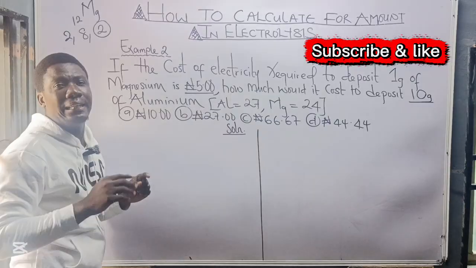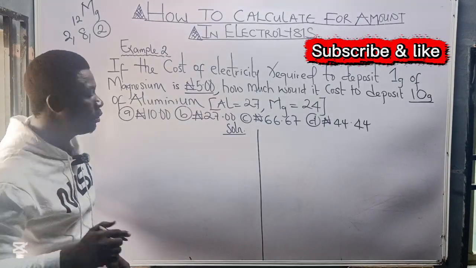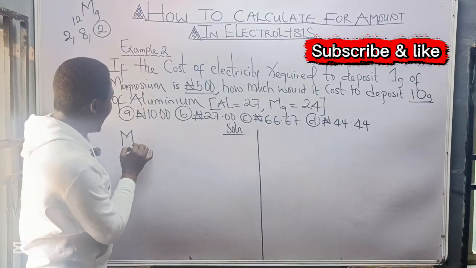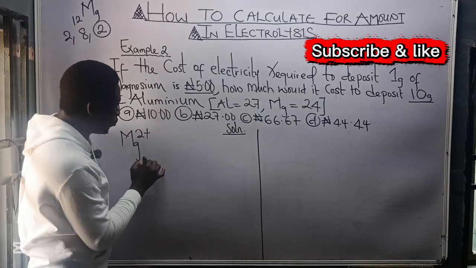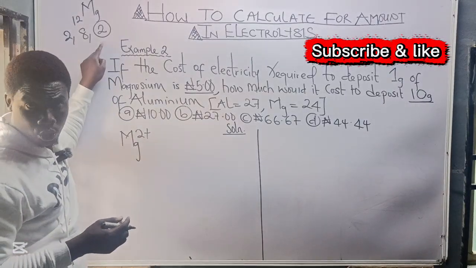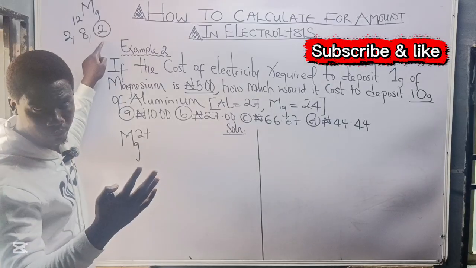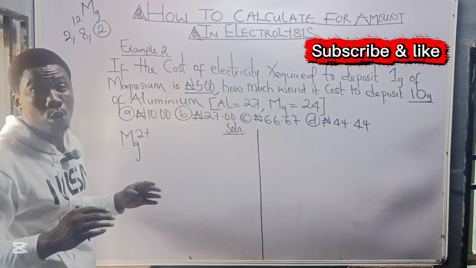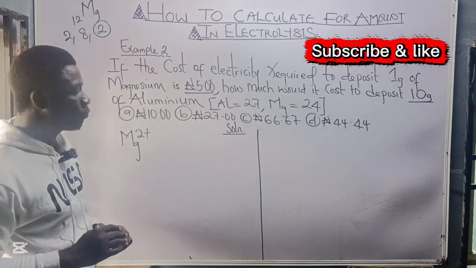So if I want to write the ionic equation for magnesium, it's going to be Mg raised to the power of 2 plus, simply because it has a valence electron of 2. So it can always give out 2 electrons. So the plus 2 signifies that it has lost 2 electrons. So what do we do now?